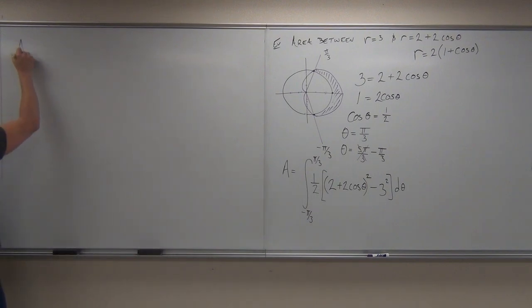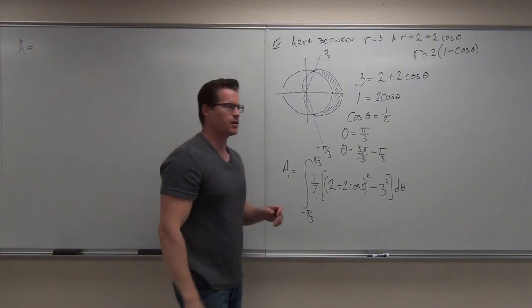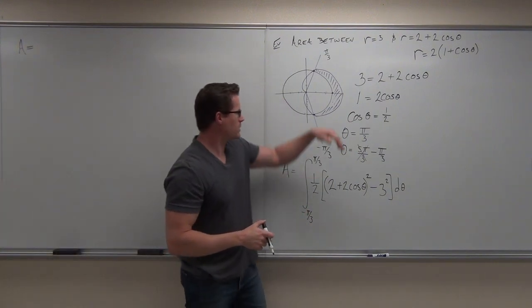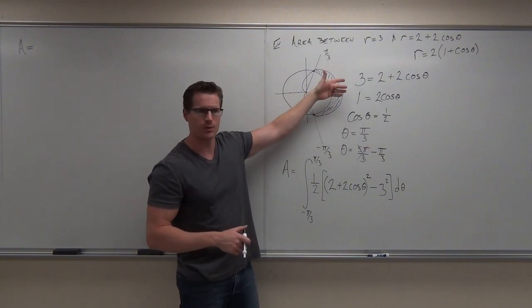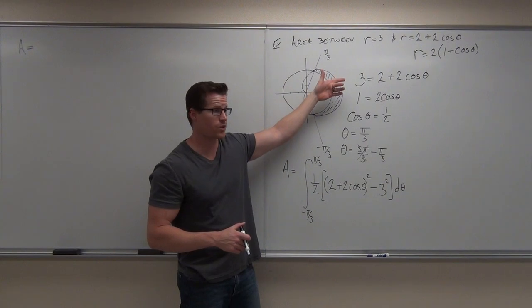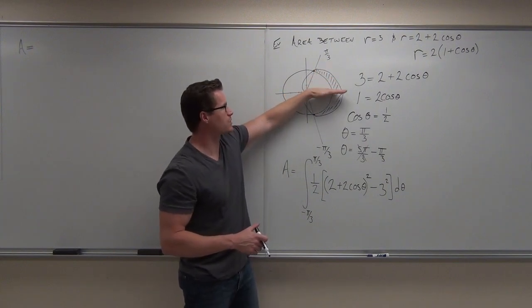Okay, tell me, what are you going to do? Go from 0 to pi over 3 and just get rid of the 1 half. Oh, that's a good idea. Why is that a good idea? So we could do this, couldn't we? Is this symmetrical? Yes. We know circles are symmetrical. We also know cardioids are symmetrical about the polar axis. So that means our area is also symmetrical.